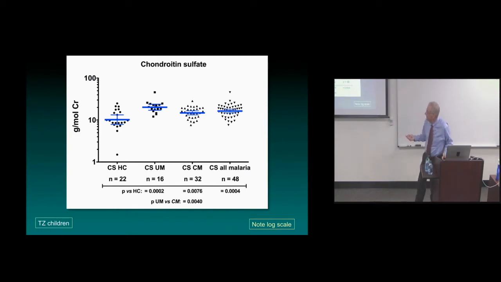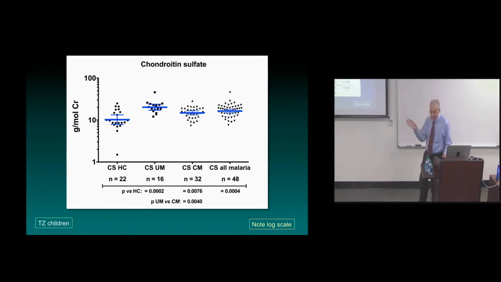For chondroitin sulfate, once again, this was quite significantly elevated in uncomplicated malaria and in cerebral malaria. And here we just lumped all these together. All of these plus these. So these are definitely increased. And in general, this is what we wanted to show. This was our preconceived notion.